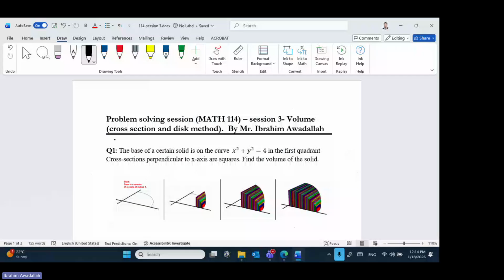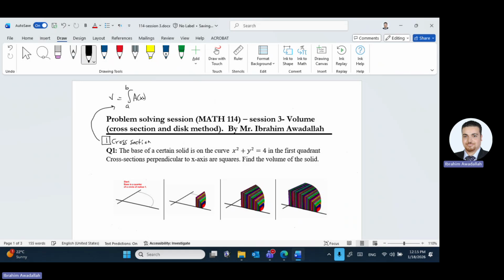Slowly study the cross-section method and the disk method. I will start first with the cross-section method. A small revision for the cross-section method: we have the integration to find the volume, integration from a to b of A of x dx. If I'm using the y-axis, the integration is from c to d of A of y dy.